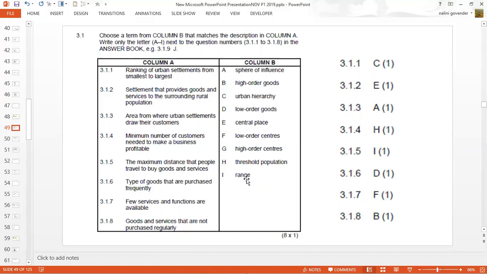The range being the maximum distance you will travel. And if you're purchasing higher order goods, you will travel further to compare prices, to compare quality. For example, when we are purchasing clothing, furniture, motor vehicles, we are willing to travel outside of Verulam, where we have a bigger range of service centers, a bigger range of shops to compare our prices and to compare our qualities.